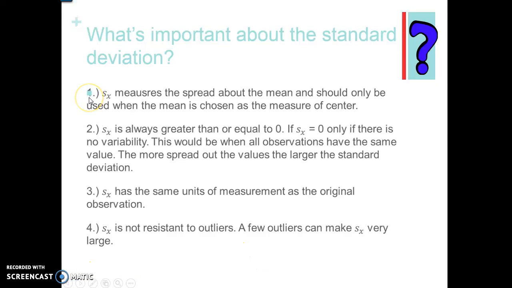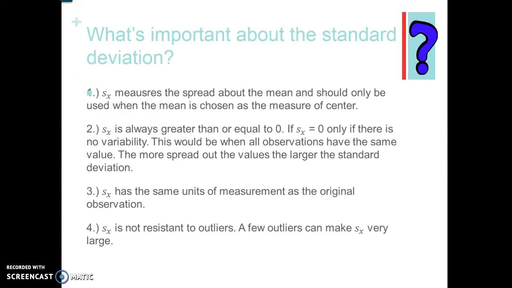Just a couple of things about the standard deviation. Number 1, the standard deviation measures the spread about the mean and should only be used when the mean is the measure of center. Don't use it when you've chosen the median. That doesn't make sense because it doesn't tell us how far something is from the median, only from the mean.